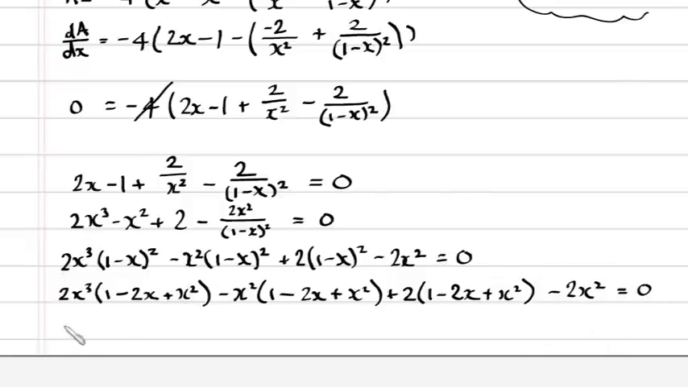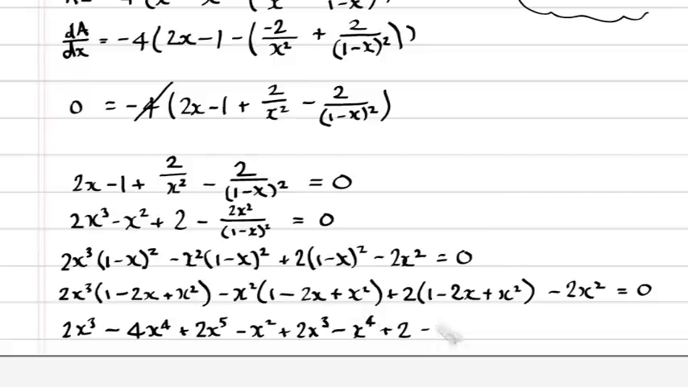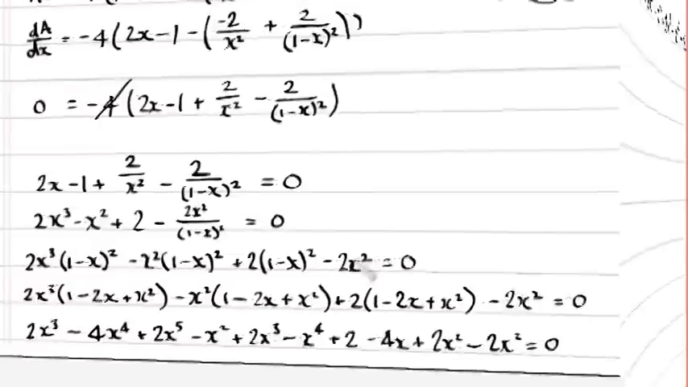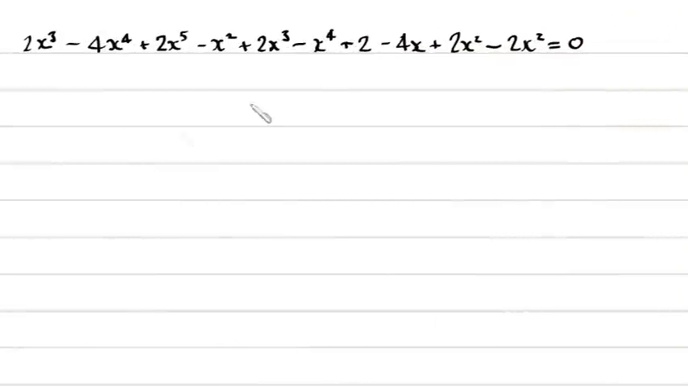Expand the brackets again now. 2x cubed minus 4x to the 4th plus 2x to the 5th minus x squared plus 2x cubed minus x to the 4th plus 2 minus 4x plus 2x squared minus 2x squared equals 0. Now the only terms that will disappear from this expression are the plus 2x squared and the minus 2x squared at the end. So let's now write the expression in terms of descending powers of x. So we have a 2x to the 5th. We have minus 5x to the 4th.